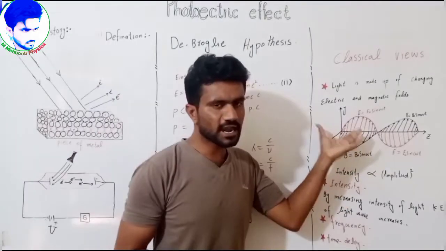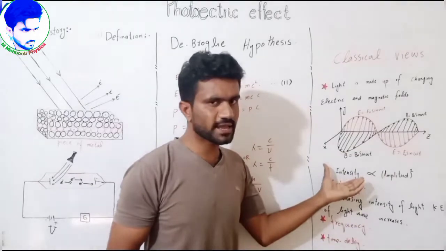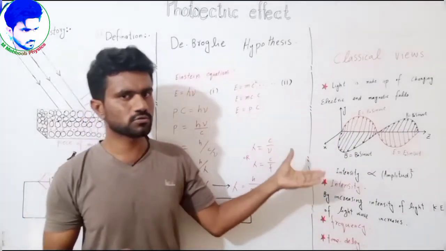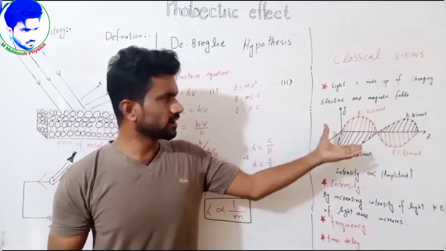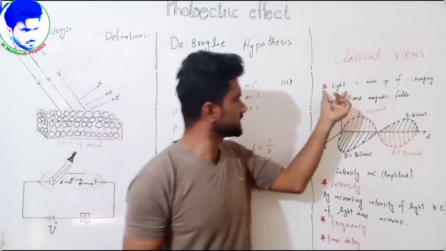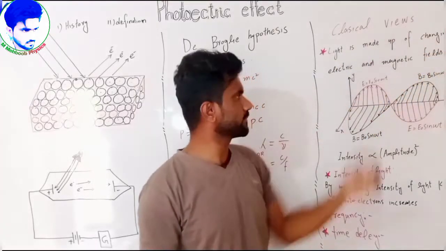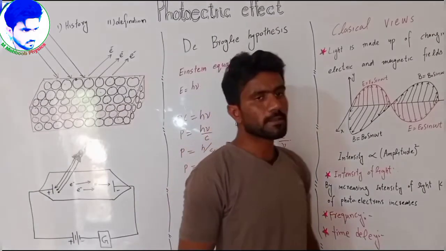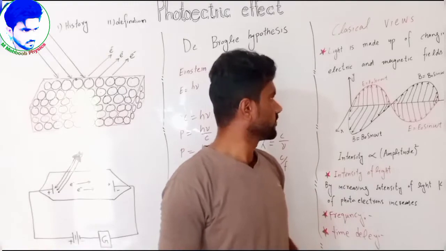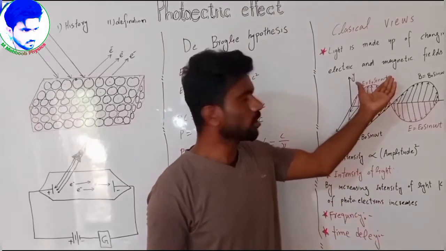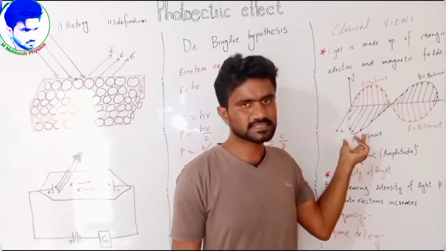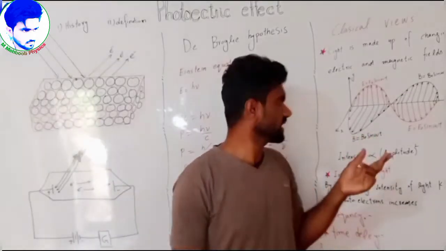And by considering light as a wave, frequency does not make any sense. The energy of the light is related to the intensity of the light in classical physics. Classical physics says that light is made up of changing electric and magnetic fields. These changing electric and magnetic fields make an electromagnetic wave, and along the y-axis there is the value of the changing electric field, and along the x-axis the value of the changing magnetic field.